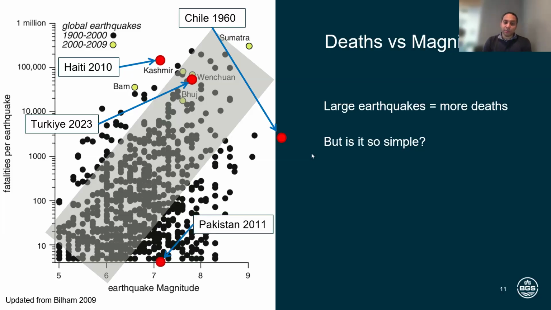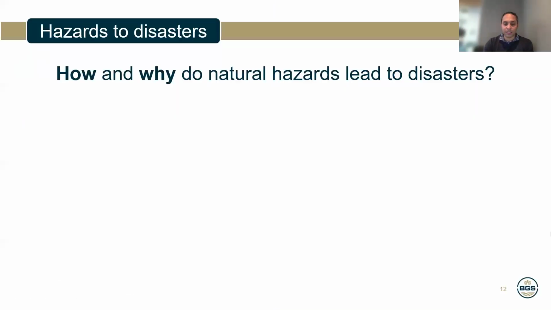And the year after that, a 7.1 earthquake in Pakistan, the Dalbandin earthquake, killed around 5 people. So the same size earthquake in Haiti, the year before, killed up to 300,000 people. And the year after, the same size earthquake killed 5 people. So clearly there's more to this story than just size. It's not just size that matters.